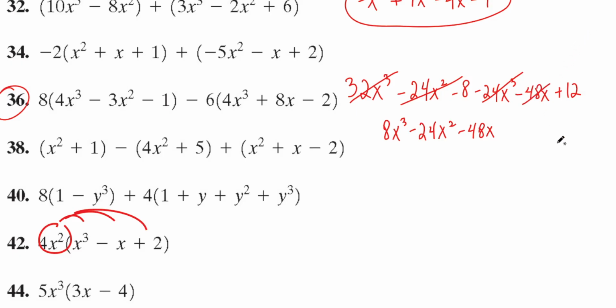So that's good. I got a couple things left. I got a negative 8 and a plus 12. So negative 8 plus 12. When you're adding, you got different signs. You subtract the two numbers, take the sign of the larger number. Right? So I subtract them, I get a 4. Take the sign of the larger number, it's positive, so it's plus 4. And that's your answer.